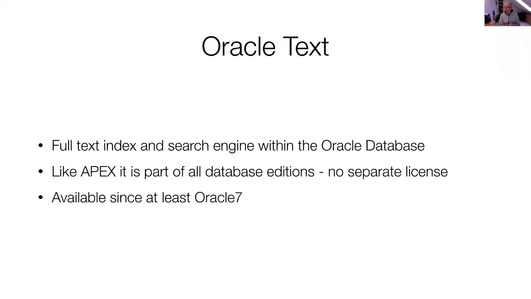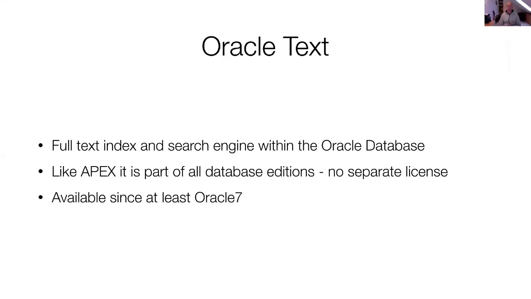So, okay, Oracle Text comes to the rescue. When we look into the documentation, the handbook, we will see that Oracle Text is a full text index and search index. It's part of the Oracle database. There is a separate handbook for this, the Oracle Text Application Developer's Guide. When we browse through that handbook, we will see it's a lot about searching documents. We will come to that later on. But we will also see it's part of all database editions and does not require a separate license.